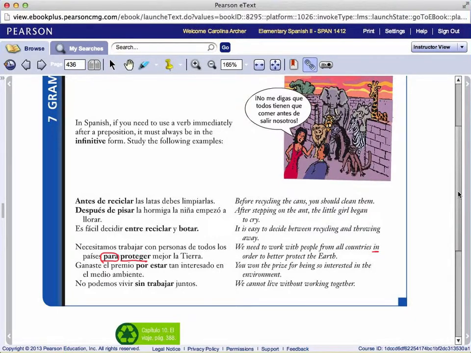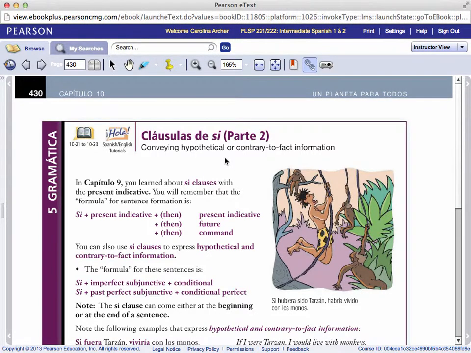In English, it would be in order to, or to protect. In that way, it is an infinitive, to protect. Ganaste el primer premio por estar tan interesado en el medio ambiente. And here, again, we have the ing form after a preposition, which does not happen in Spanish. No podemos vivir sin trabajar juntos. Again, here in English, the ing, but not in Spanish. We cannot live without working together. Every time after a preposition, if what follows is an action, we are going to use an infinitive form of the verb. Okay? Muy bien.